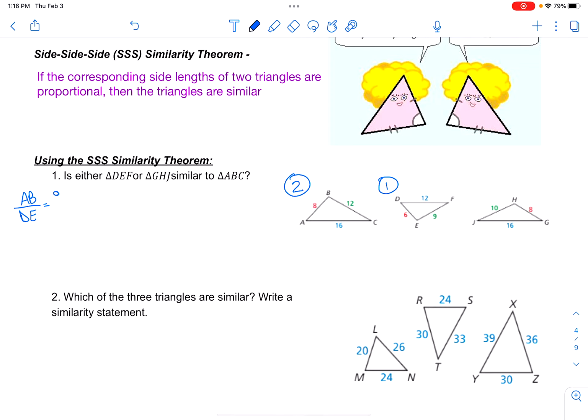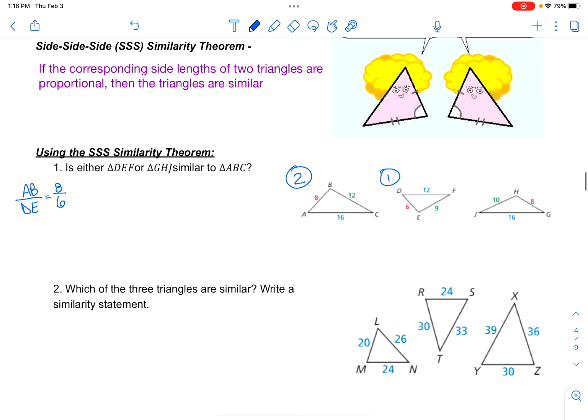AB is at 8, and DE has a length of 6. Remember, you always, always, always need to simplify these fractions because otherwise your proportions are never going to look the same. So always simplify those fractions. In this case, 2 goes into 8 4 times and 6 3 times. All right, and then we just keep moving right along and doing the next sides.